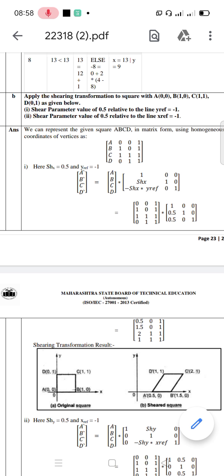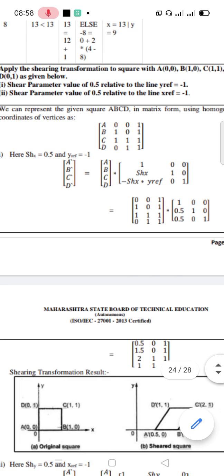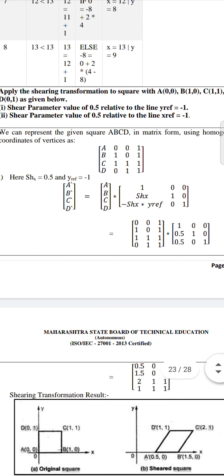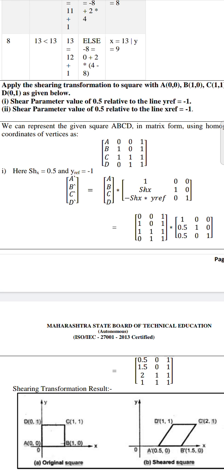So what we have to do in this question is apply the shearing transformation to a square with given coordinates A, B, C, D. Four points are given with their respective coordinates. We have written it in this particular matrix format. Initially we have represented the computer object. This is a 2D transformation only, because they haven't specified a third coordinate. They have specified only x and y coordinates, so it is a 2D transformation.